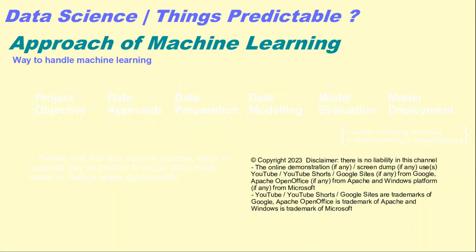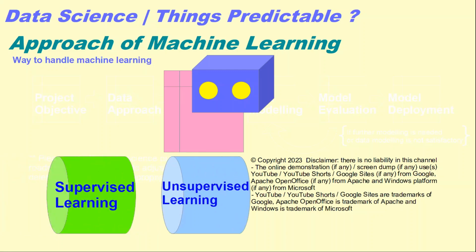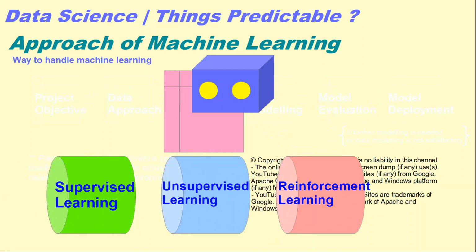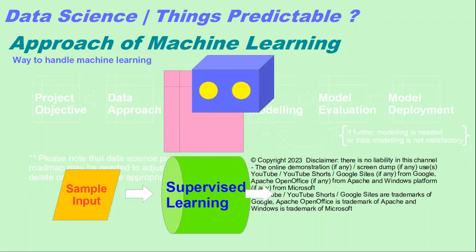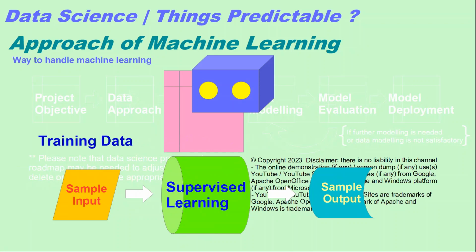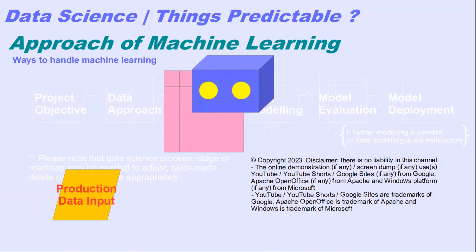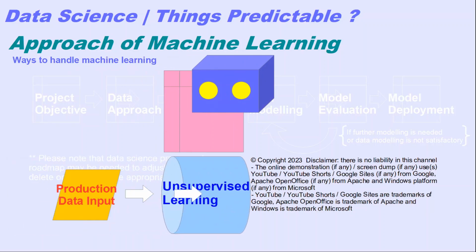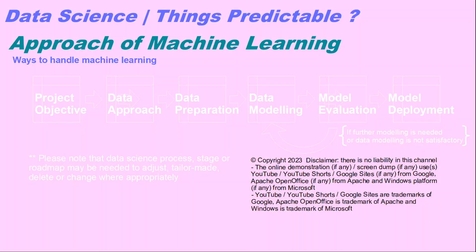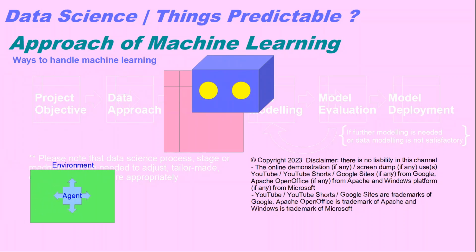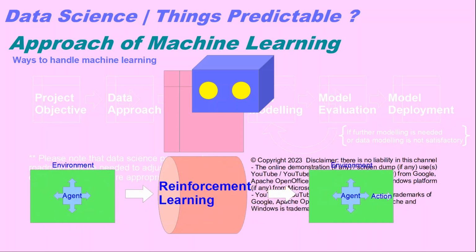Approach of machine learning is way to handle machine learning. The approach includes supervised learning, unsupervised learning, and reinforcement learning. For supervised learning, it needs sample input and sample output as training data for the machine learning. For unsupervised learning, the machine will inspect the production data and find out the pattern in it. For reinforcement learning, the agent will try some appropriate action in the environment for the target reward.